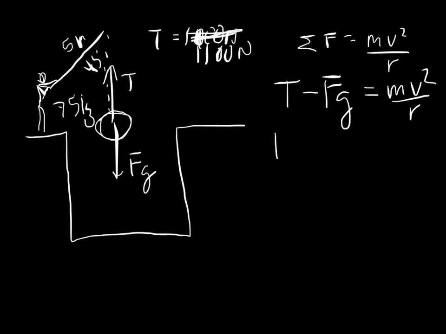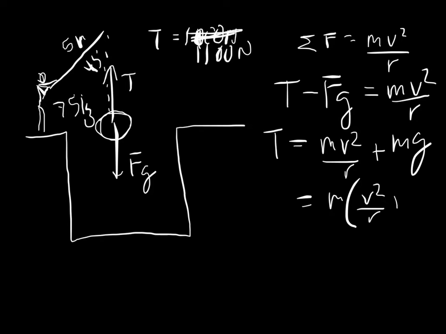Of course, this lets me say tension equals mv squared over r plus mg. So I get m times v squared over r plus g. So that gives me 75 kilograms times v squared over r plus g. Wait a minute. What's v? Dun, dun, dun. We have to figure out v.